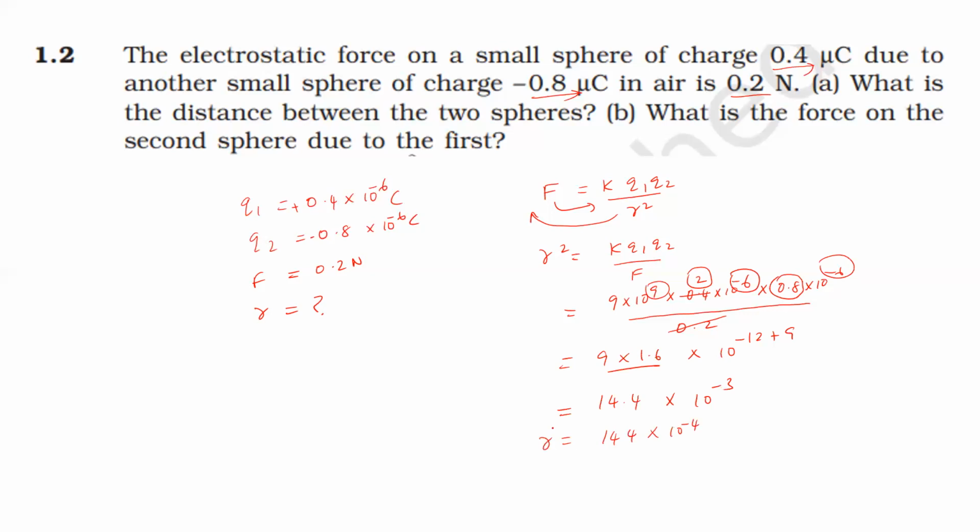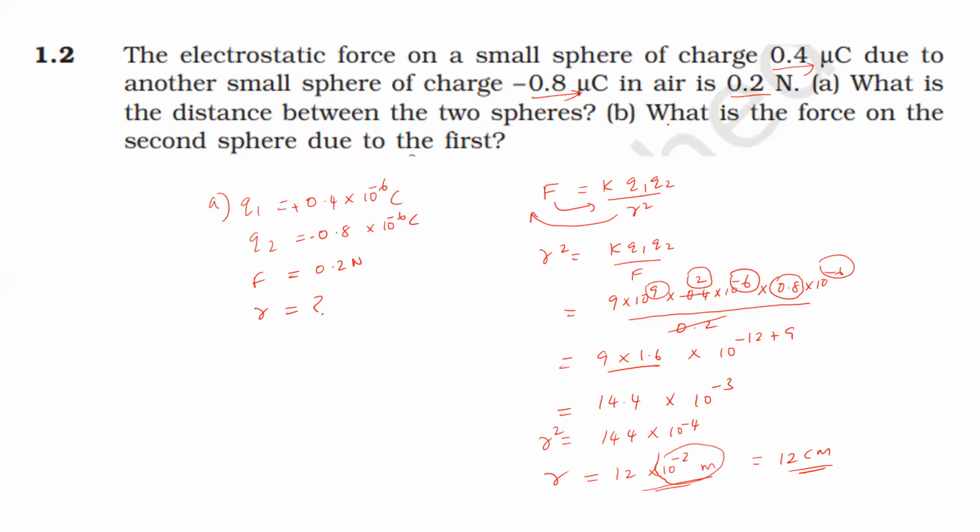This is r square. If you take root of 144, that is 12, and root of 10 power minus 4 is 10 power minus 2. So this is in meter: 12 into 10 power minus 2 meter. 10 power minus 2 meter is known as centimeter. So the distance between these two charges is 12 centimeter. Now for this question, we got the first part as 12 centimeter.